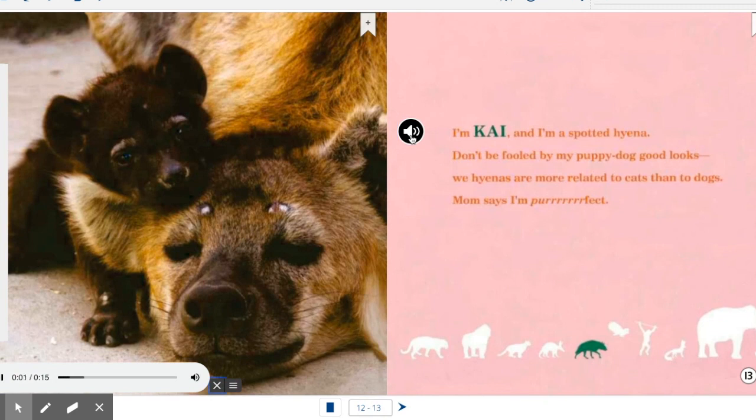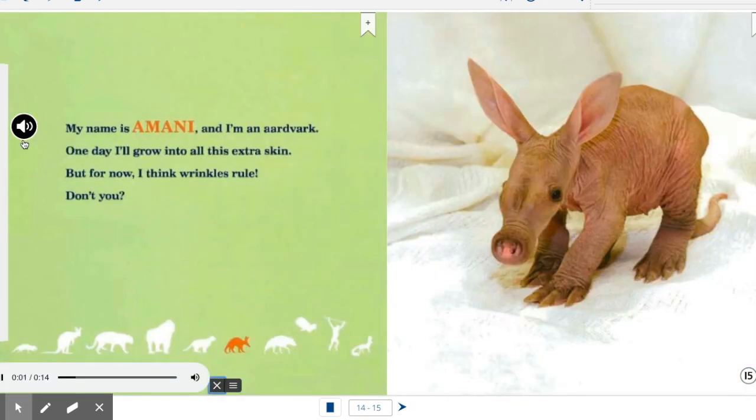I'm Kai, and I'm a spotted hyena. Don't be fooled by my puppy dog good looks. We hyenas are more related to cats than to dogs. Mom says I'm perfect. My name is Amani, and I'm an aardvark. One day I'll grow into all this extra skin. But for now, I think wrinkles rule.